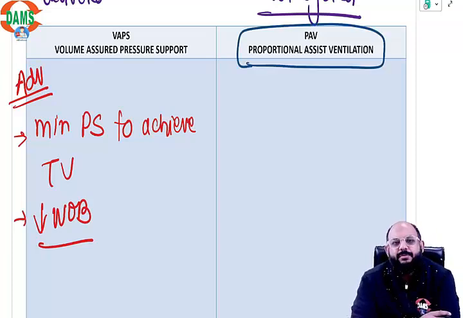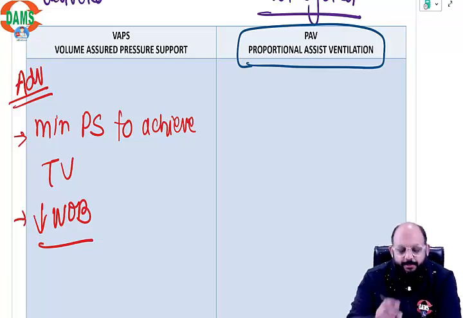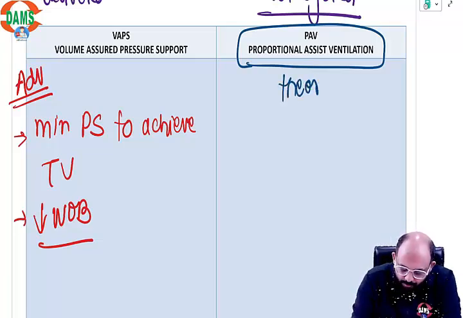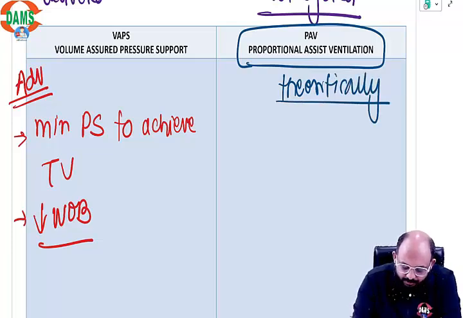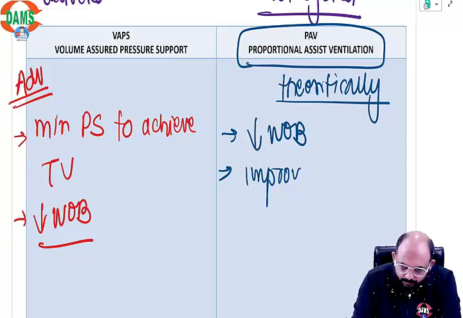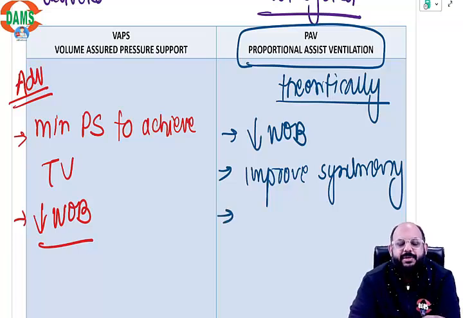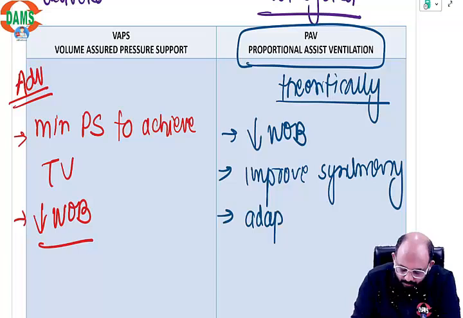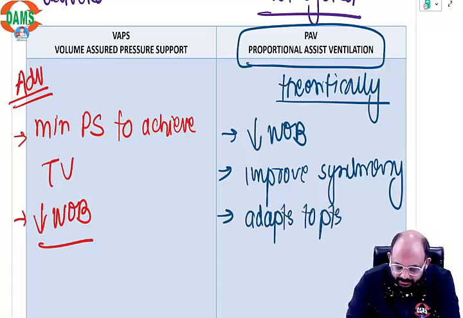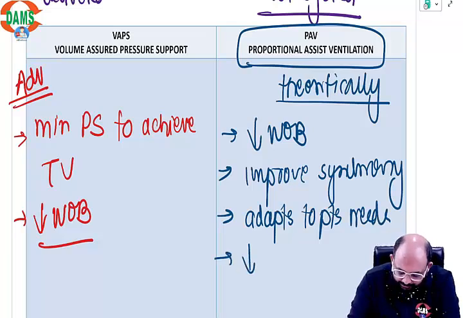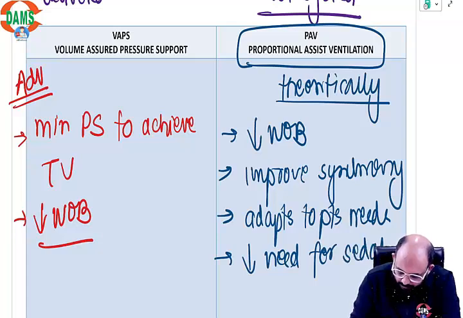Proportional assist ventilation has never actually been proven to have any superior benefit as compared to other modes, but it was made to theoretically have the effects of decreased work of breathing, improved synchrony, because the ventilator will keep on sensing what the patient's inspiratory efforts are and adapts to the patient's needs, decreased need for sedation, and improved sleep of the patient.